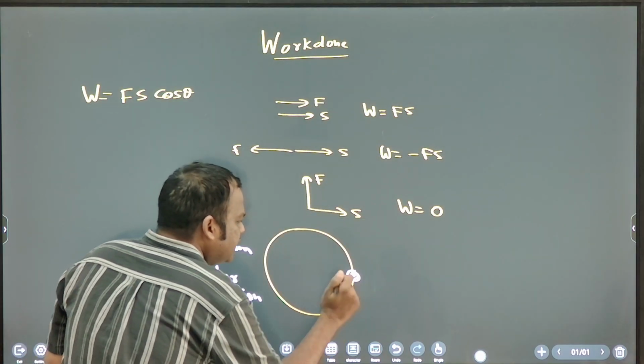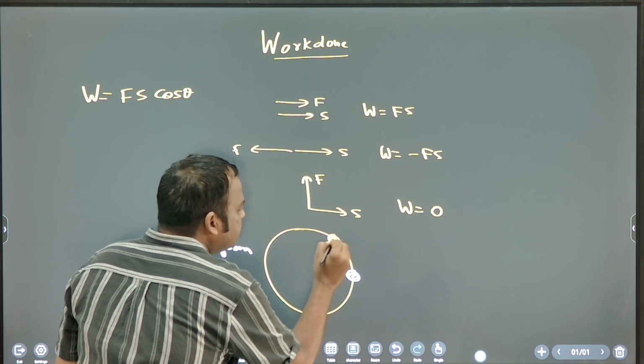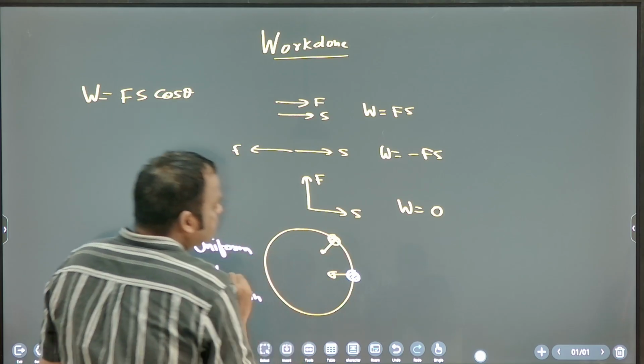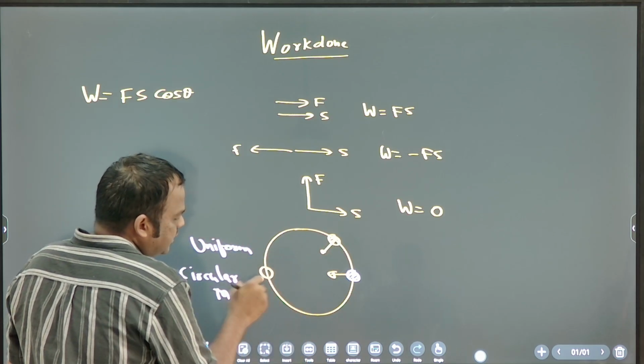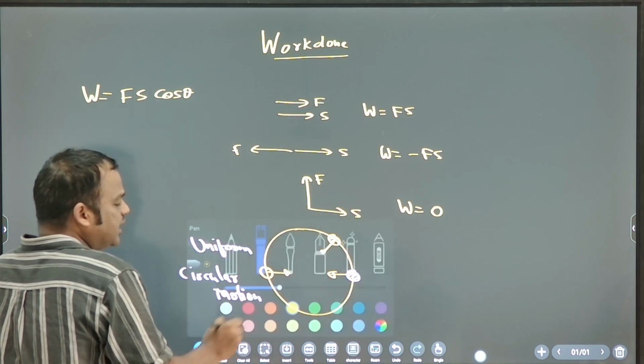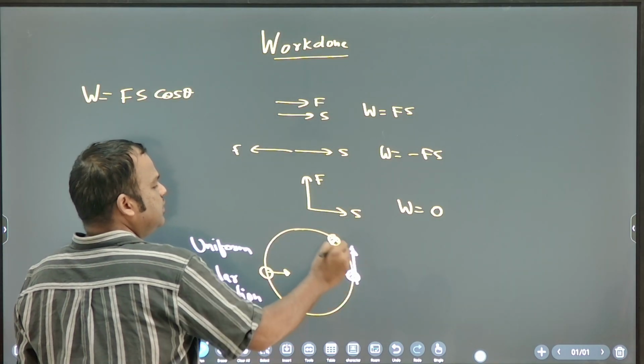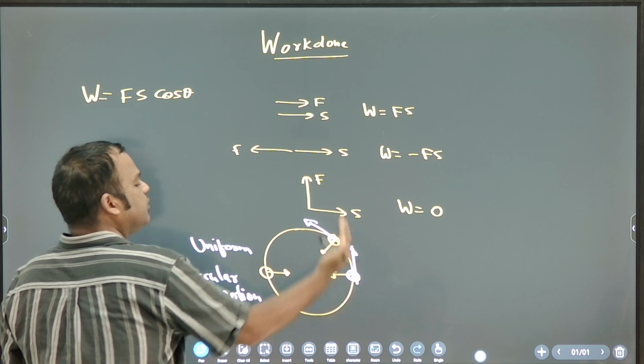When particle is here, the force is acting towards center. When particle is here, force is acting towards center. When particle comes here, the force is acting towards center. But what is the direction of velocity? Velocity, tell me? Tangential. Velocity is tangential.